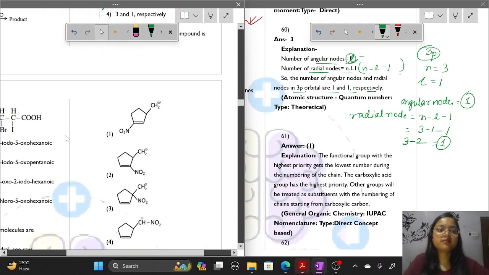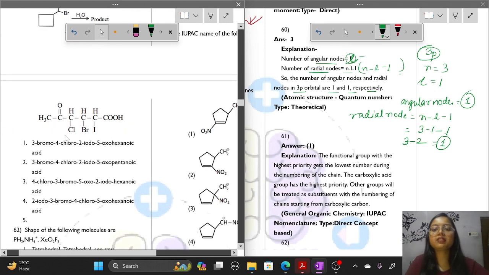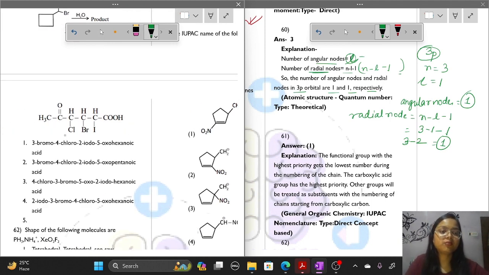For question number 61, we have to determine the IUPAC nomenclature for this molecule. So see, there are two functional groups present. Here it is ketone and here it is carboxylic group. So we have to first find out which has the higher priority. We know that the carboxylic acid group has the highest priority among all functional groups. So from here we are going to count the parent carbon chain. Here it is 1, this carbon has 2, 3, 4, 5 and 6. So there are 6 carbons.